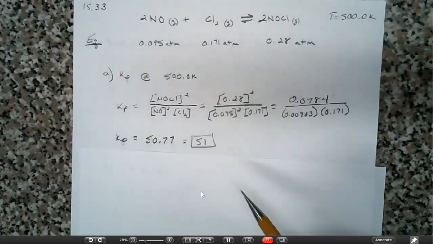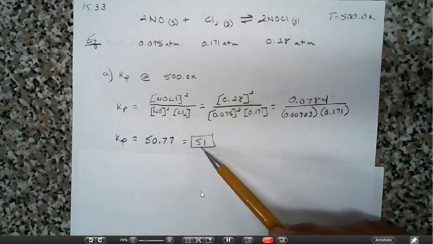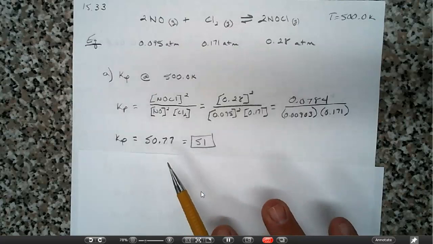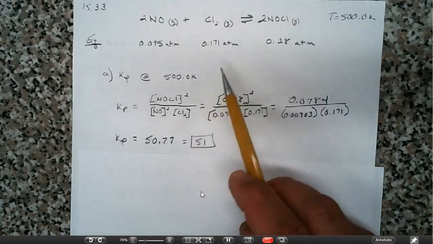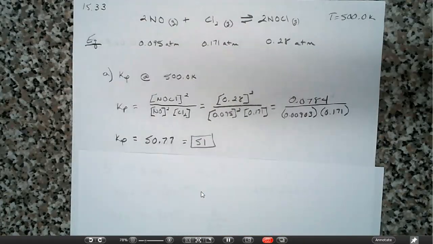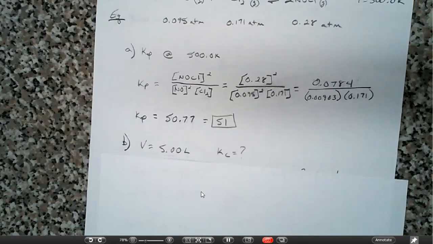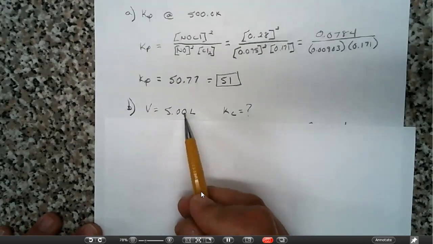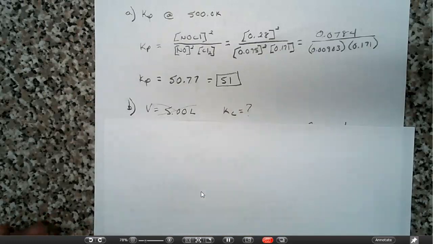So you just do the math, and you just solve for Kp. And there it is. So it has two significant digits. 51 is my answer, and that's what I'll stick with. And then it's just that simple. So when you have something that's Kp, you're going to be using the partial pressures. Kc is going to be using the concentrations, just to differentiate between the two. So then the second part here was wanting to solve for a Kc value, and it gives you a volume of 5 liters. Don't get tricked by this, but you can use it.